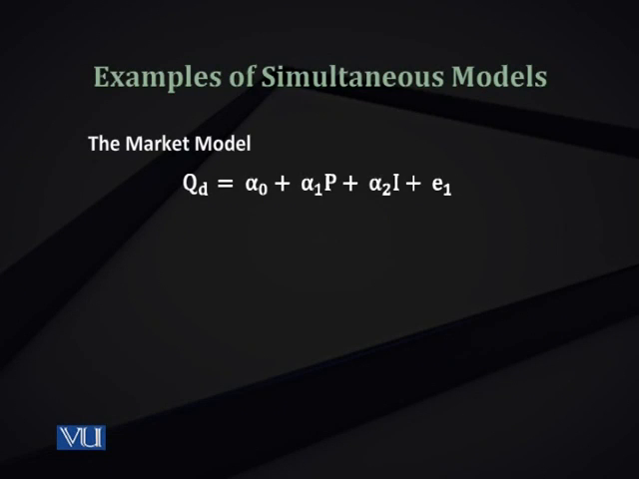So you are seeing the market model on the screen, where quantity demanded is a function of price and income. So I have modeled it as QD, quantity demanded, is alpha naught plus alpha 1 P plus alpha 2 I, which is income, plus an error term called E1. At the same time, I have a supply equation. Quantity supplied is beta naught plus beta 1 price plus beta 2 into technology plus an error or residual term.